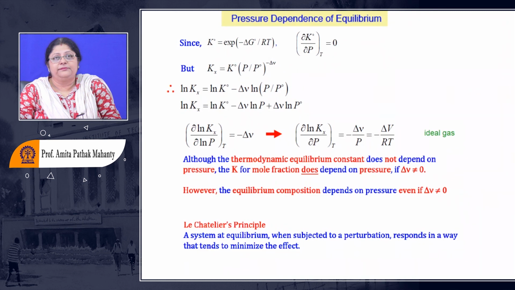I just want to remind you what we are doing. The thermodynamic equilibrium constant does not depend on the pressure, but K mole fraction does depend on pressure, because here we can find the relation, and you can see the equilibrium composition depends on pressure, even if delta nu is not equal to 0. So when I'm talking about equilibrium composition and equilibrium constant, they are two different things.